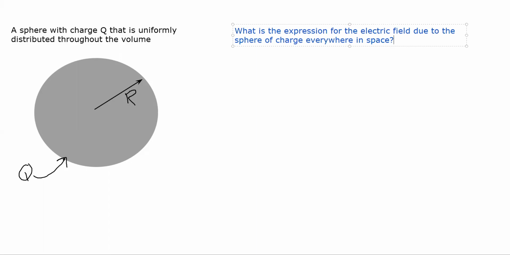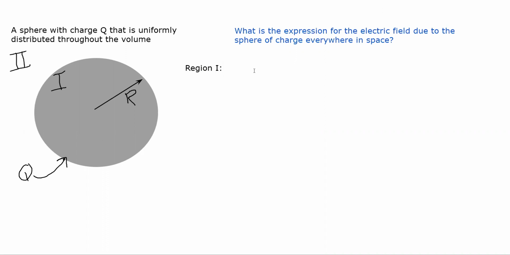So there's different regions of space here. Maybe you don't see it right away, but you have the region inside the sphere. I'm going to call that region 1. The electric field inside the sphere is going to behave differently than the electric field outside the sphere, and that's called region 2. So region 1 is inside the sphere, region 2 is outside the sphere. All right, so let's first find the electric field in region 1.